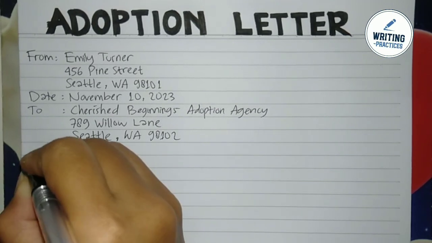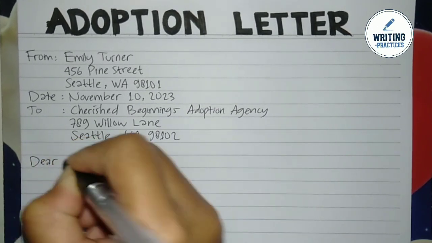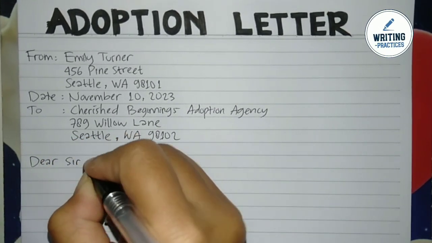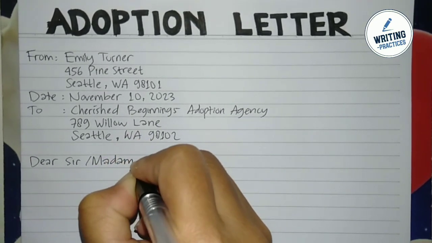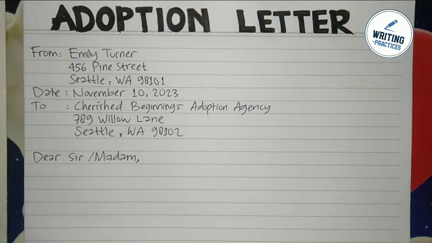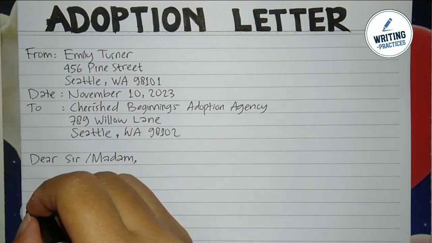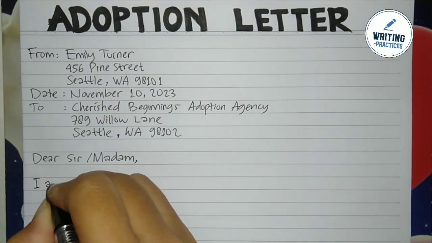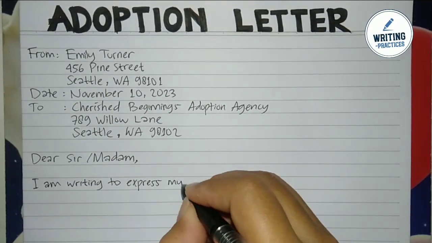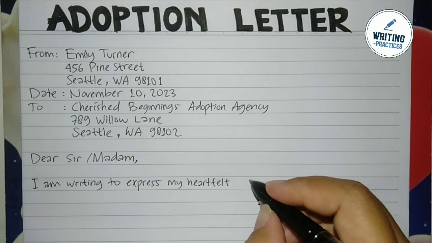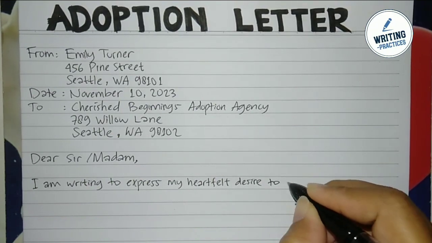After writing this information, now you can open the letter with a salutation. Since you don't know their name, you may simply write, "Dear Sir or Madam," or "To whom it may concern." In the first paragraph, tell the recipient the reason why you are writing this letter. Yes, you need to provide a clear statement of intent to adopt.